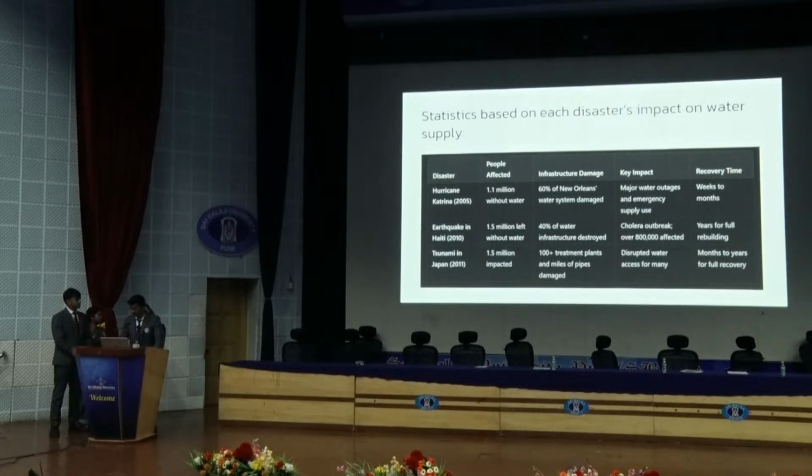Tsunami in Japan 2011. The tsunami affected over 1.5 million people by disrupting access to water supplies and treatment facilities in coastal areas. The disaster destroyed more than 100 water treatment plants and thousands of miles of water pipes. It took years to rebuild and fully restore the water system infrastructure. These statistics highlight the severe impact each disaster had on water supply and the long-term challenges faced during the recovery. Over to Jana.